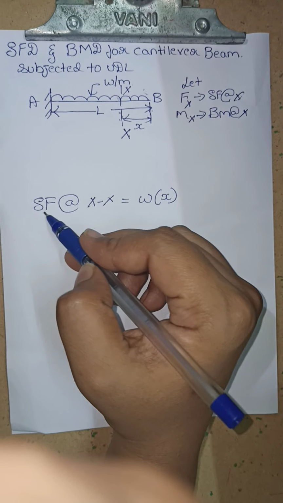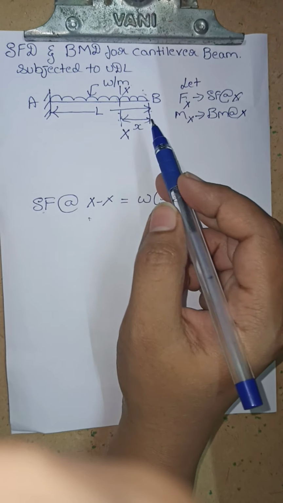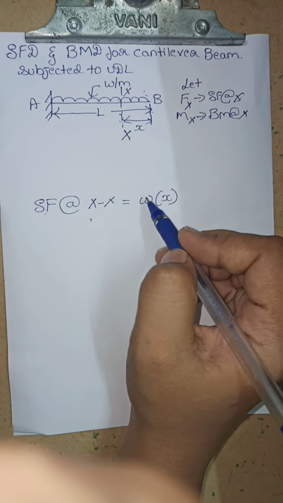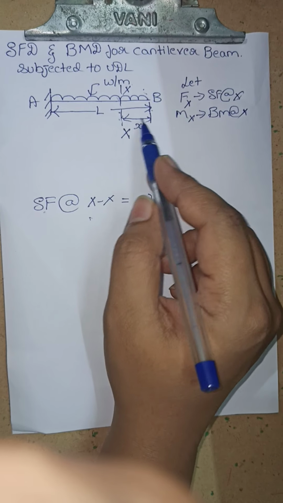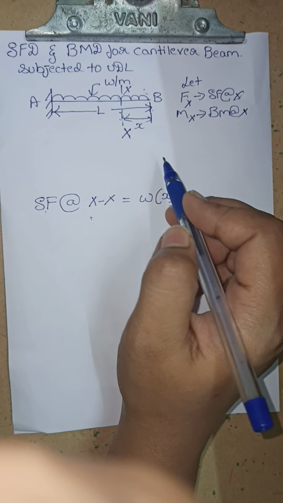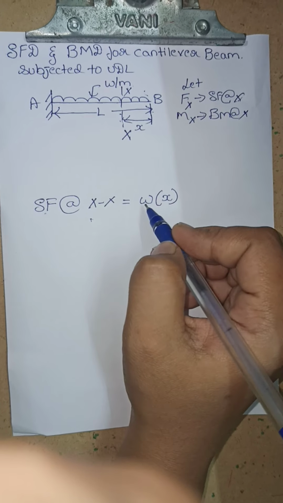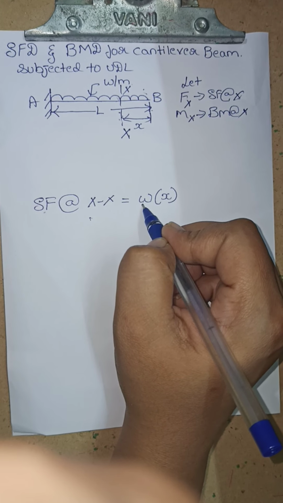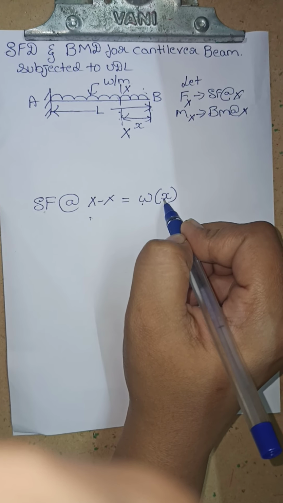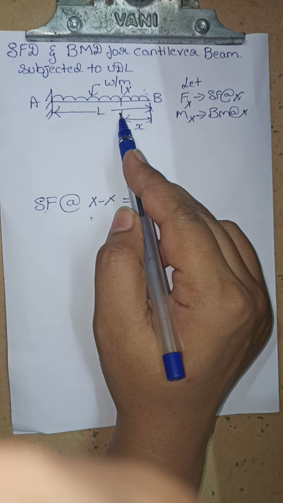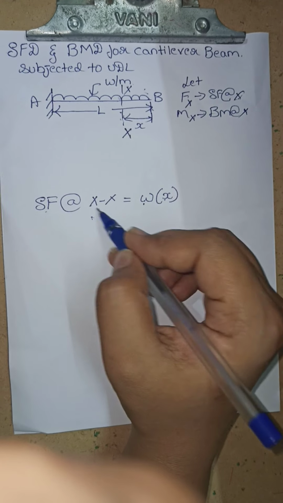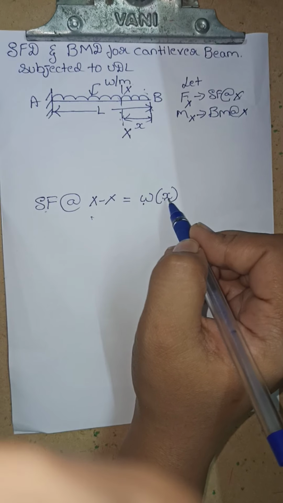So shear force for a uniformly distributed load is nothing but the product of the magnitude of the load and the distance over which it is acting. Therefore W is the magnitude of the load, and x is the distance from the B end to the section XX. So the shear force at XX is nothing but W into x.